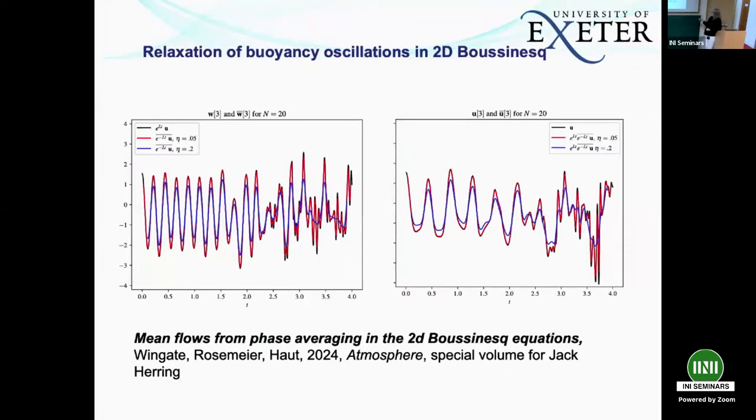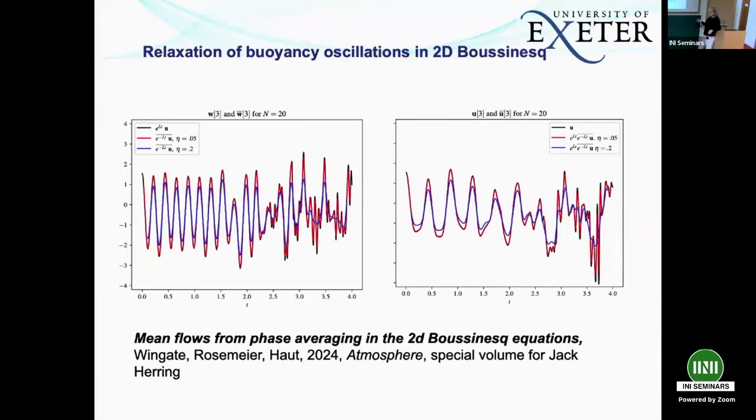But I did want to show you, this is the relaxation of buoyancy oscillations in 2D Boussinesq. So just a slice, and I just hit it with some initial condition and let it relax. I'm not going to be able to discuss this in detail, but I just wanted to show you something about what the averaging looks like in this map space versus taking an average. And when I'm saying take an average here, I'm talking about what is a mean flow. What is a mean flow for you if you want to think about it?